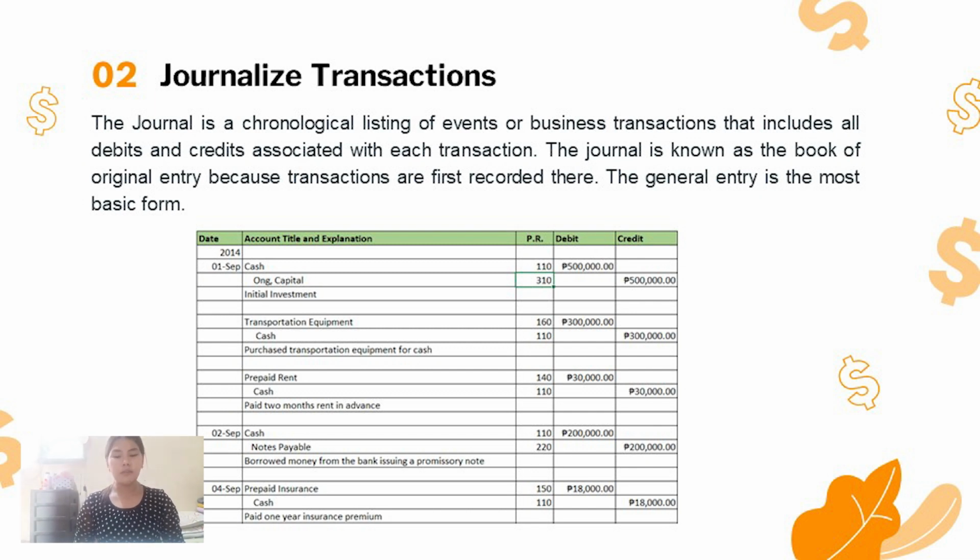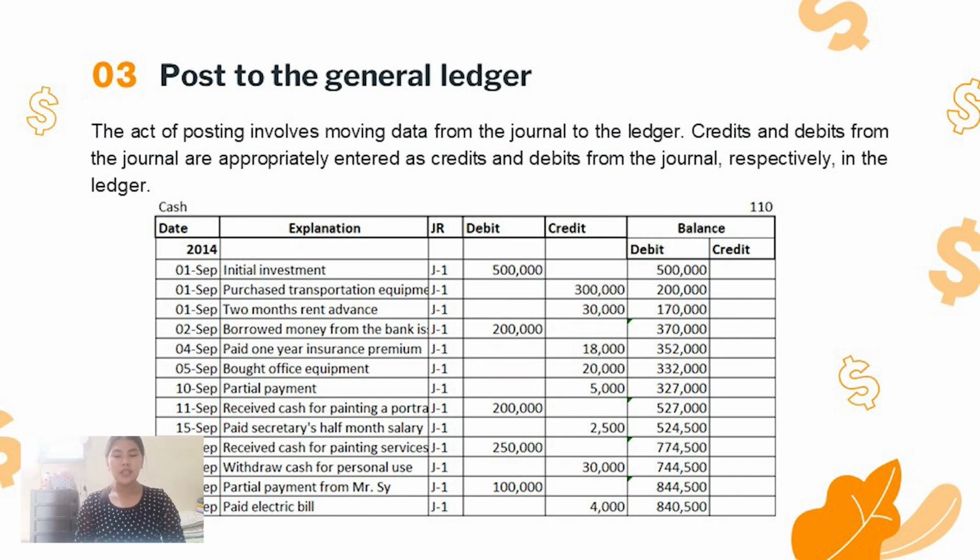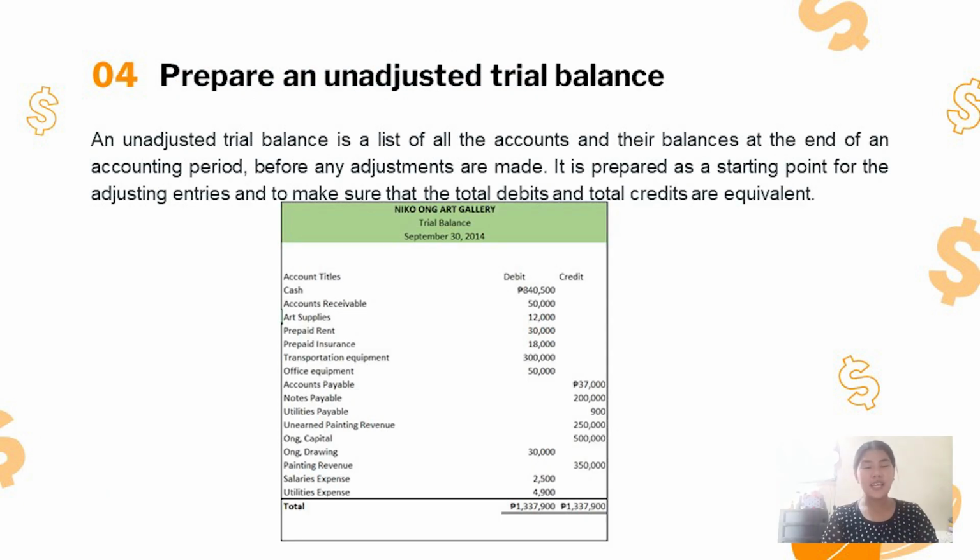So the information from the general journal is transferred to the general ledger. The general ledger contains individual accounts for each asset, liability, equity, revenue, and expense. Posting involves updating the account's balance with the debits and credits from the journal entries. So after making adjusting entries, an adjusted trial balance is prepared. This includes the updated account balances after the adjusting entries have been made.